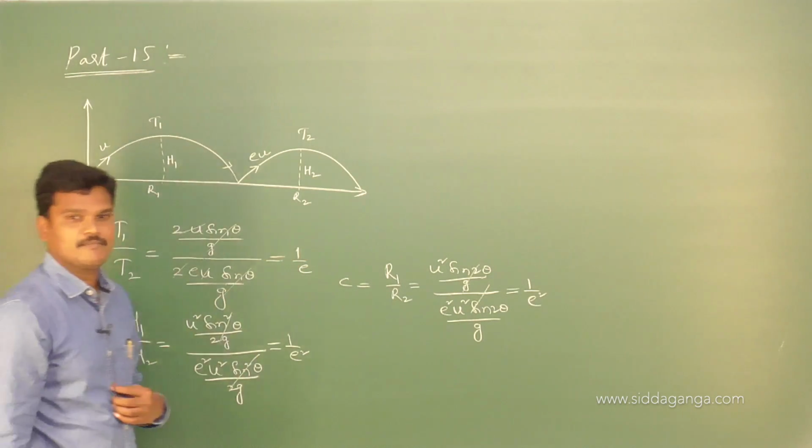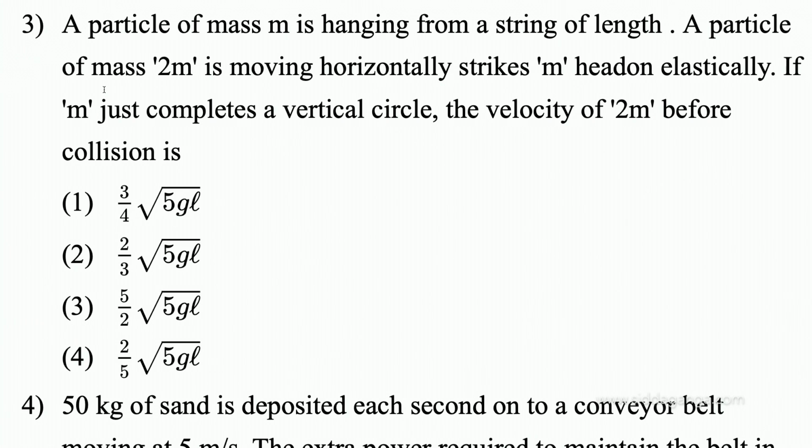See the next. Yes, this is also a good question. A particle of mass m is hanging from a string of length l, and a particle of mass 2m is moving horizontally and strikes m head on elastically. If m just completes a vertical circle, what is the velocity of 2m before the collision? Just read the problem. So let me see the solution now.